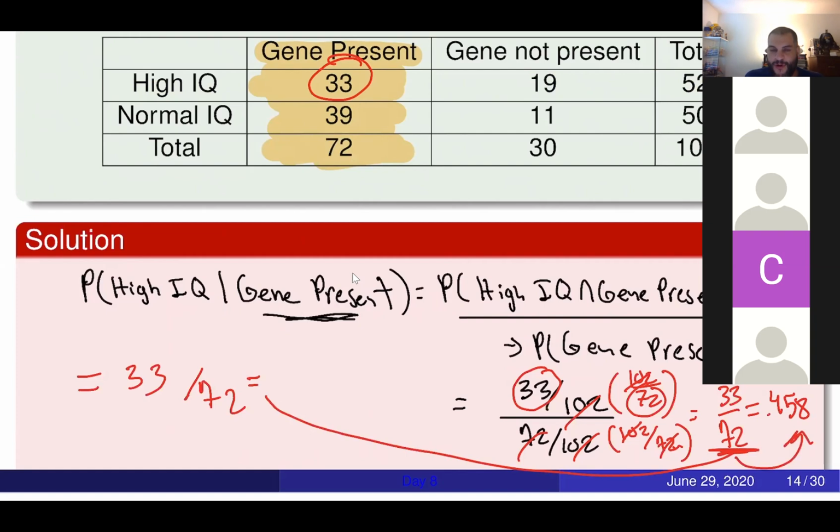and you get exactly the same thing that we got over here, you should get 0.458. So if you have a two-way table, it's actually easier just to look at the two-way table. Just look at the portion that's your condition. Since the condition in this scenario is they do have the gene present, you just focus on people who have the gene present. All right, and that's it for that part. So let's do some more.